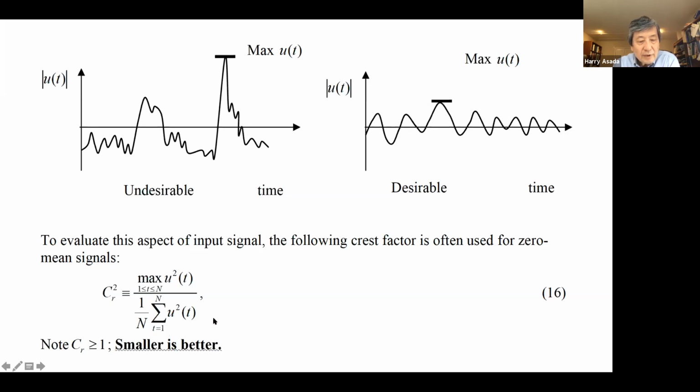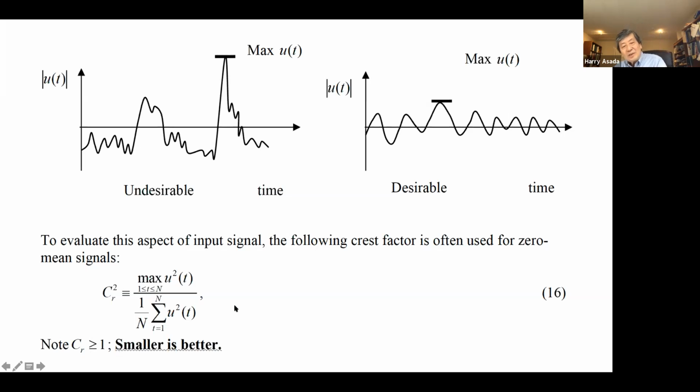If the CR is very large, that's actually very bad. Just occasionally you have a very high peak like this, and most of the time the signal is very small, which makes this ratio large. But a small CR means that the maximum and the average value of the signal are almost the same. So the best case is CR equal to 1; smaller is better.